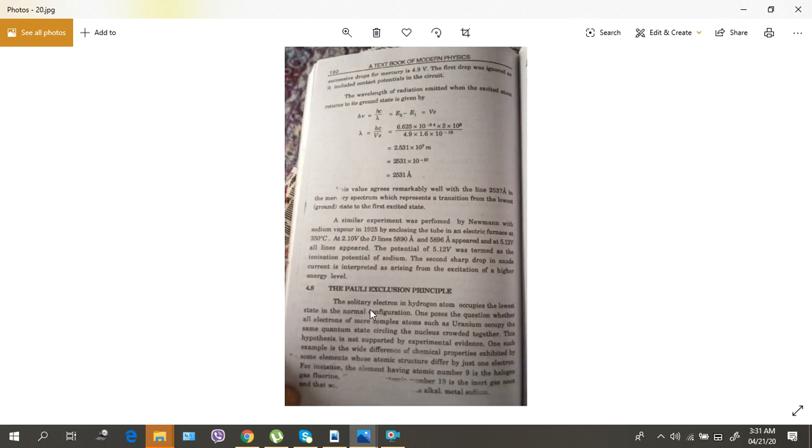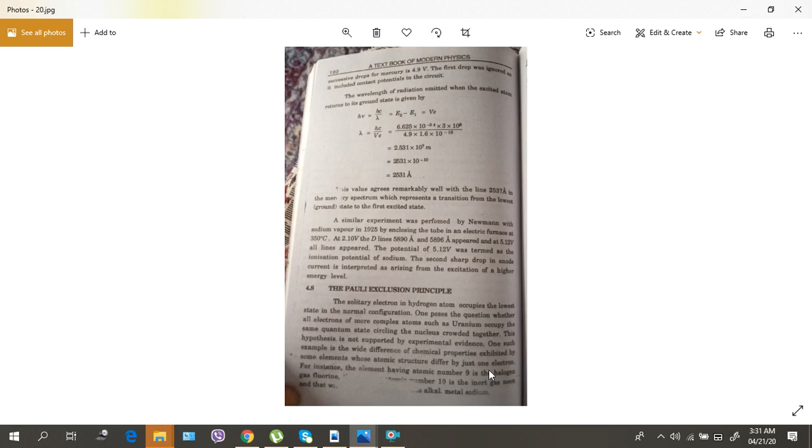we know that if we discuss only one electron, the solitary electron in the hydrogen atom occupies the lowest state in the normal configuration. When we have more than one electron, then we discuss the Pauli exclusion principle. One poses the question whether all electrons of more complex atoms such as uranium occupy the same quantum state circling the nucleus crowded together. This hypothesis is not supported by experimental evidence. One example is the wide difference of chemical properties exhibited by some elements whose atomic structure differs by just one electron.